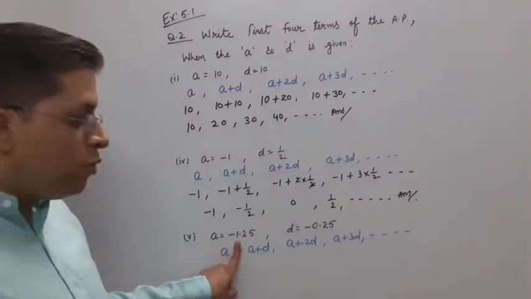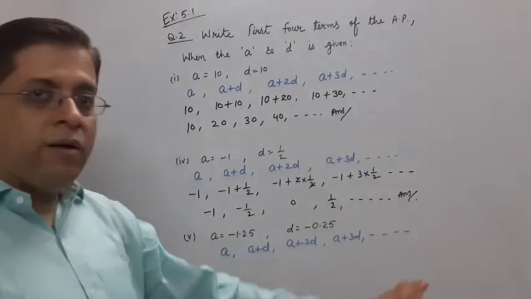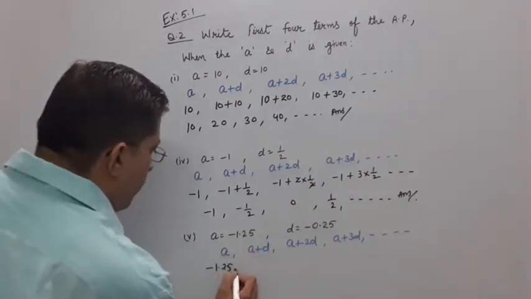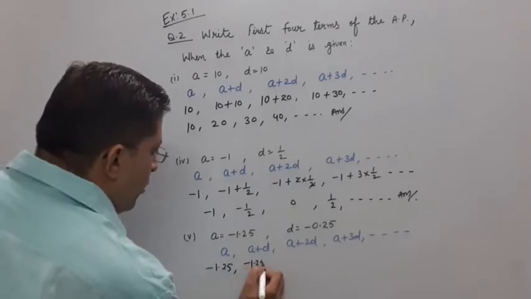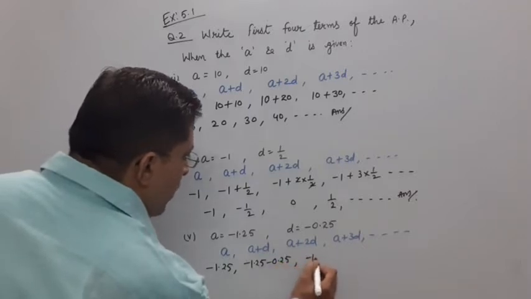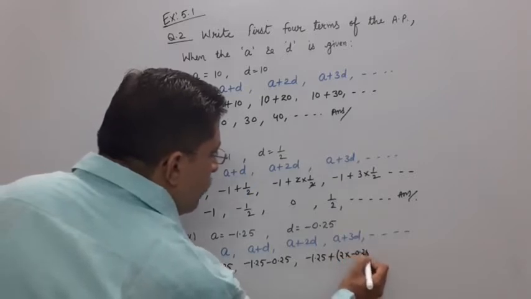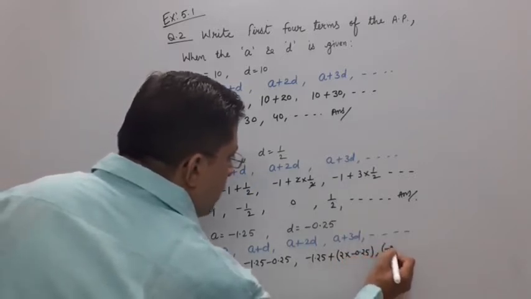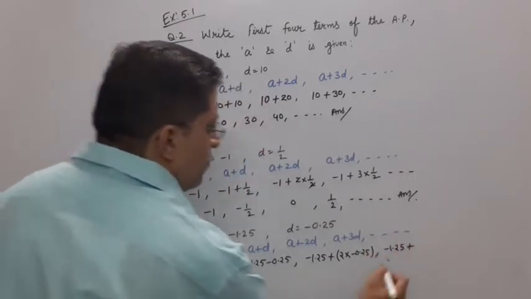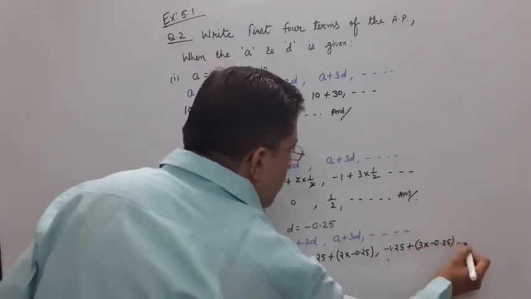One last one, see here. A is given minus 1.25 and D is minus 0.25. This is the general term that you know. Now I am going to put here minus 1.25, minus 1.25. D is what? Minus 0.25. Minus 1.25 plus 2 into minus 0.25, minus 1.25 plus 3 into minus 0.25. Okay.